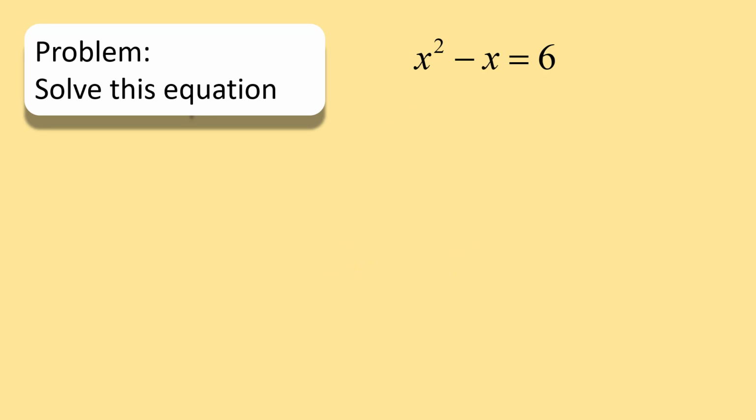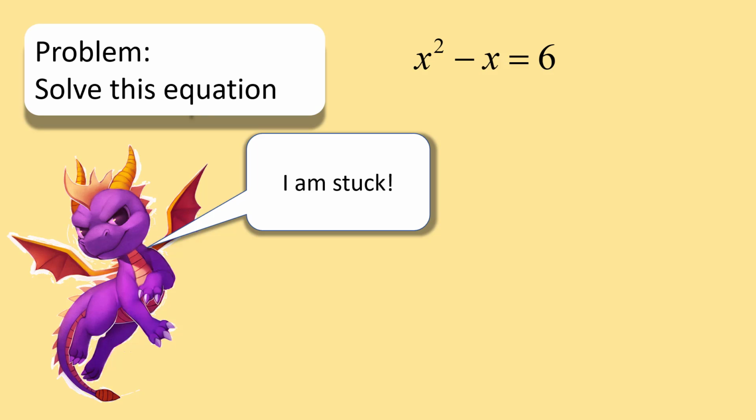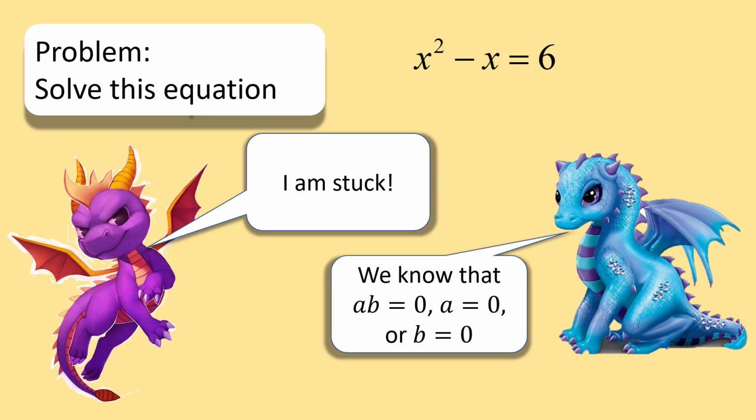But what about this problem? x squared minus x is 6. Yes, we are stuck. What can we do now? That's clever. We know ab is 0. So a times b is 0. So this means that if a times b is 0, either a or b must be 0.